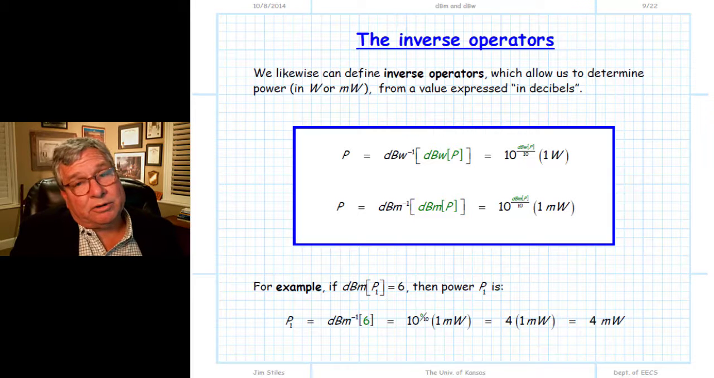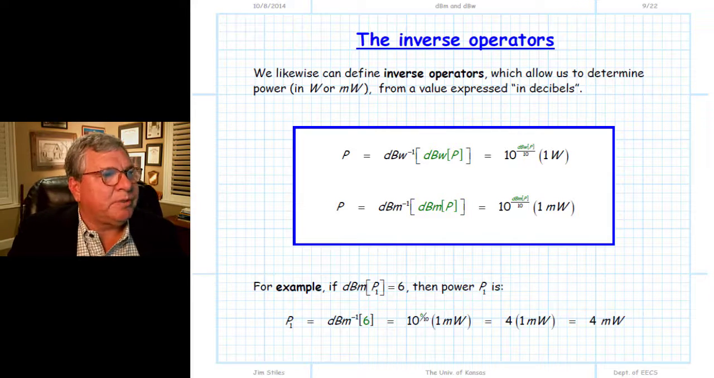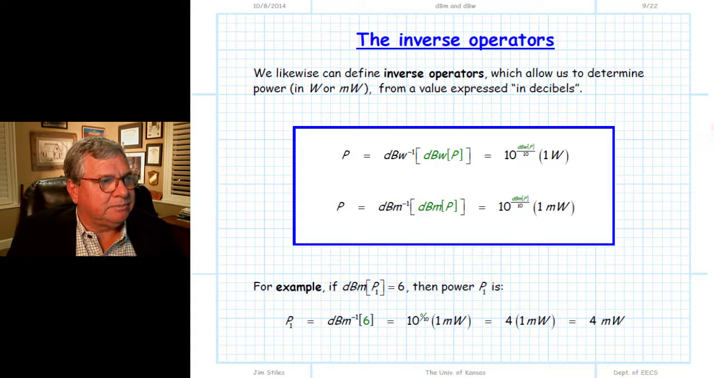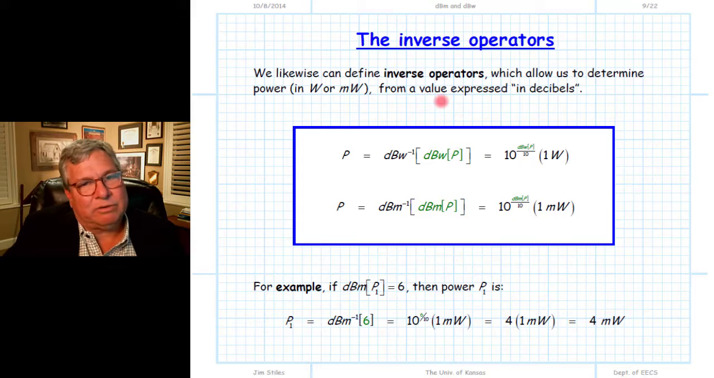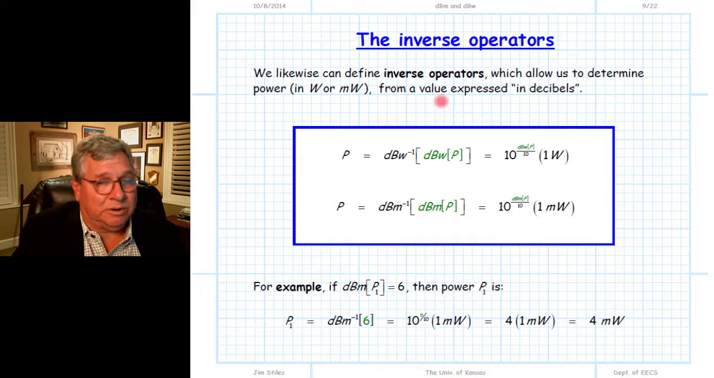Another important operator that's associated with dBm and dBw are their inverses. And so we're going to find an inverse operator. In this case, if we have a value P that is expressed with a dBw or dBm operator, and we say what is the actual value in terms of watts or milliwatts, we can use these inverse operators to convert back to the original value of P.